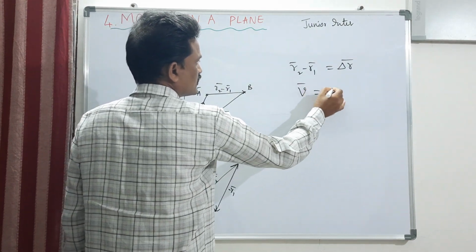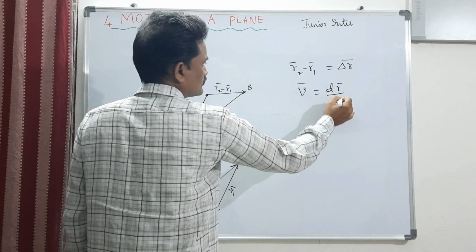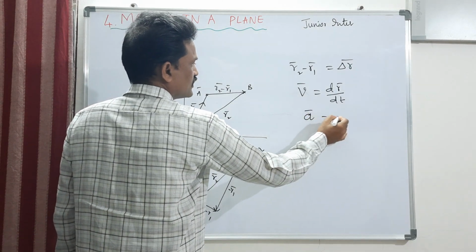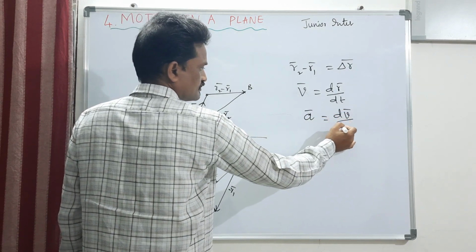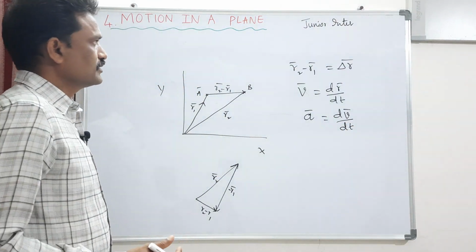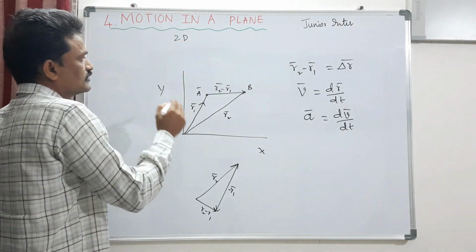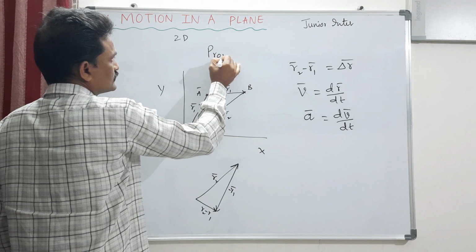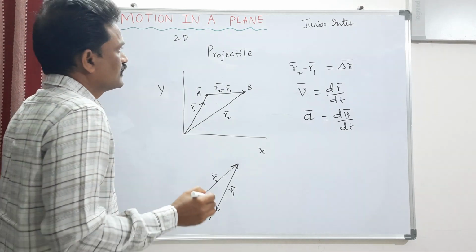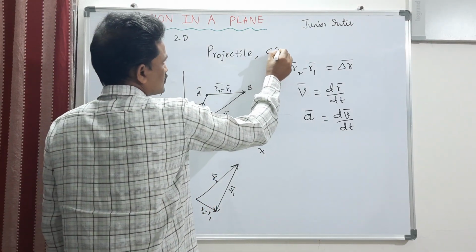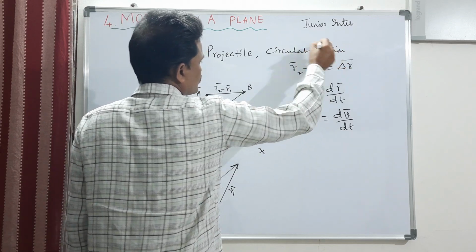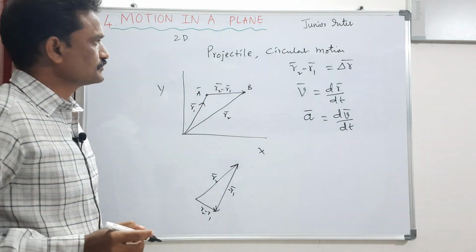Instantaneous velocity is nothing but dr by dt. That is nothing but rate of change of displacement. In the same way, acceleration can be obtained by taking the differentiation of velocity with respect to time. The best example for two-dimensional motion or motion in a plane is projectile motion. So today we are mainly going to discuss projectile motion. Another example is circular motion. So circular motion is also a best example, stands good for two-dimensional motion.